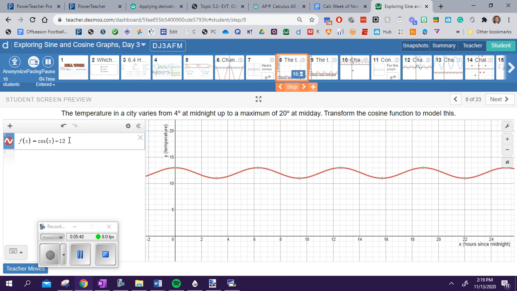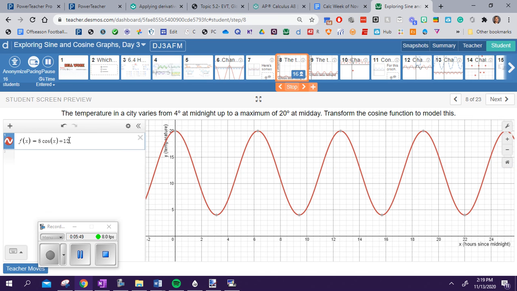Then what? What else can I do here? Sean, what else do I need? Amplitude. What's my amplitude need to be? 8. Why 8? Good. Good. We have to go between 20 and 4. There's a span of 16 there, so we have to stretch 8 either direction. So we got that next. Okay, what else do I need?